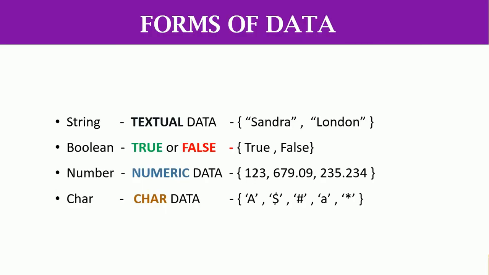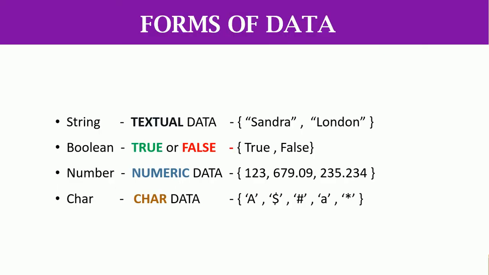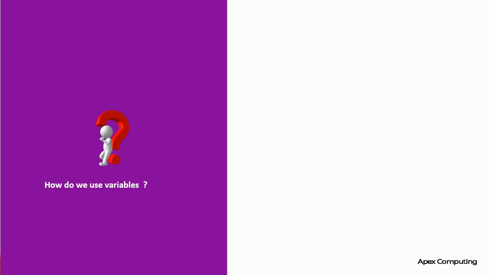So to use a part of the computer's memory, you need to say, I'm keeping a string in there, I'm keeping Boolean data, I'm keeping character data, or I'm keeping number data. There are other forms of data, but this is the abridged version for us to get an overview of the forms of data that we have.